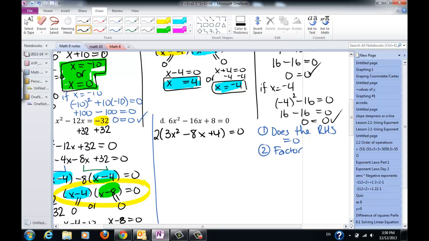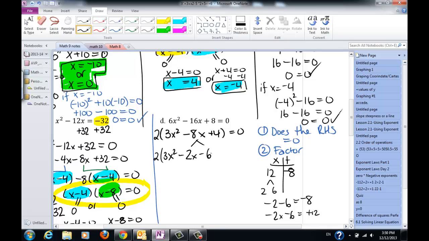Okay, so I'm going to factor this now. I'm going to use decomposition again. So when I factor by decomposition, it needs to multiply to 12, and it needs to add to negative 8. I see right now minus 2 and minus 6. Minus 2 minus 6 is equal to negative 8. Minus 2 multiplied by negative 6 is equal to positive 12. I'm going to split this. So I have 3x squared minus 2x minus 6x plus 4 is equal to 0.